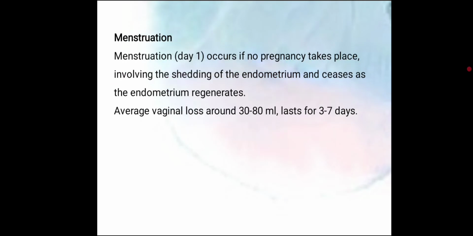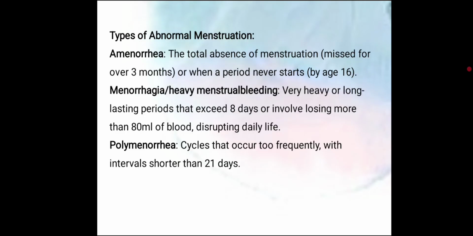If pregnancy does not occur in that cycle, menstruation, which occurs at day 1 of the uterine cycle, will take place. It involves shedding of the endometrium and vaginal bleeding, which lasts for 3 to 7 days, the first 7 days of the menstrual cycle. The average vaginal loss is around 30 to 80 ml. This is the normal average of menstrual cycle days and amount.